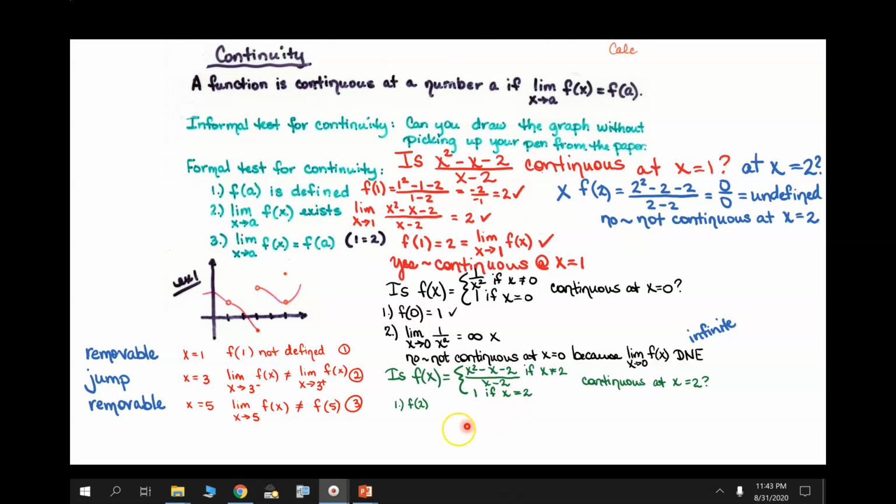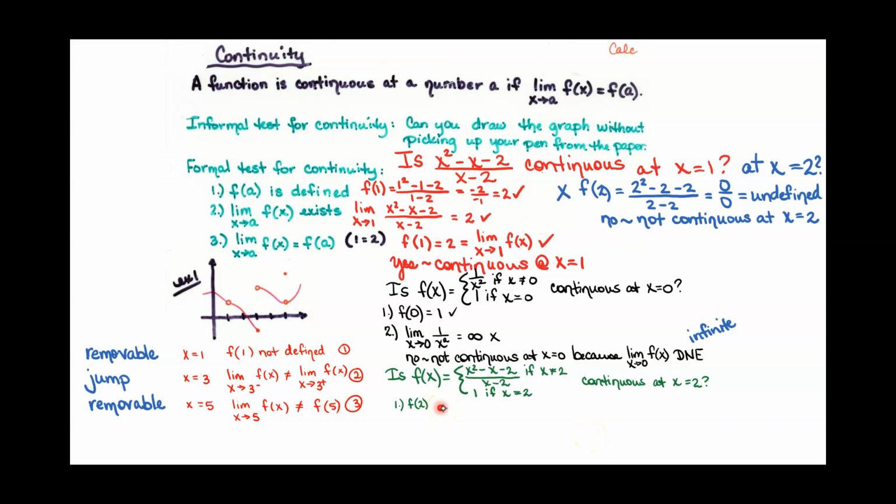All right, so step number 1, the first thing we're going to do is see if it's defined by plugging 2 into the function. So when x is equal to 2, do I use the top piece of the piecewise or the bottom piece? Well, you can see right here, when x is equal to 2, I'm supposed to use this piece. So when x is equal to 2, then my y value is 1. All right, so the function is defined then.